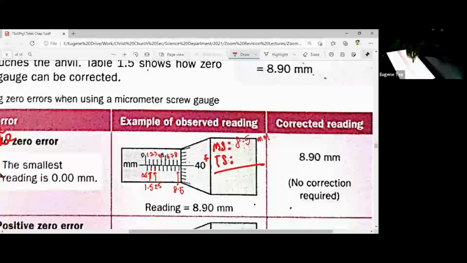For the thimble scale, I need to look at the datum line, which is this line over here, and match it to the line on the thimble scale. You can see here the datum line matches number 40. So the thimble scale is 0.40 mm. When I add them up, I get 8.90 mm. So the main scale reading, just read the last number here. For the thimble scale, you look at where the datum line is matching the numbers. So this is for the normal reading.